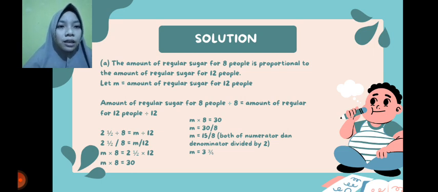We divide by 8 from both sides and we got M equals 30 over 8, and then for both the numerator and the denominator we divided by 2. We got M equals 15 over 4. We simplified it and we got M equals 3 and 3 over 4.